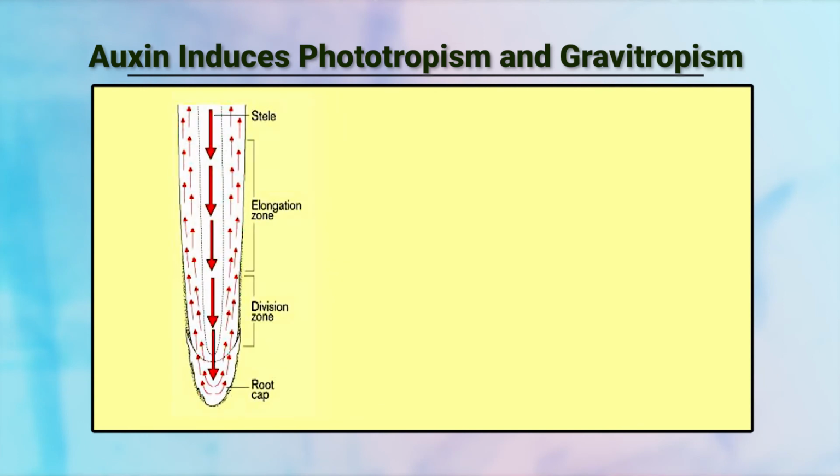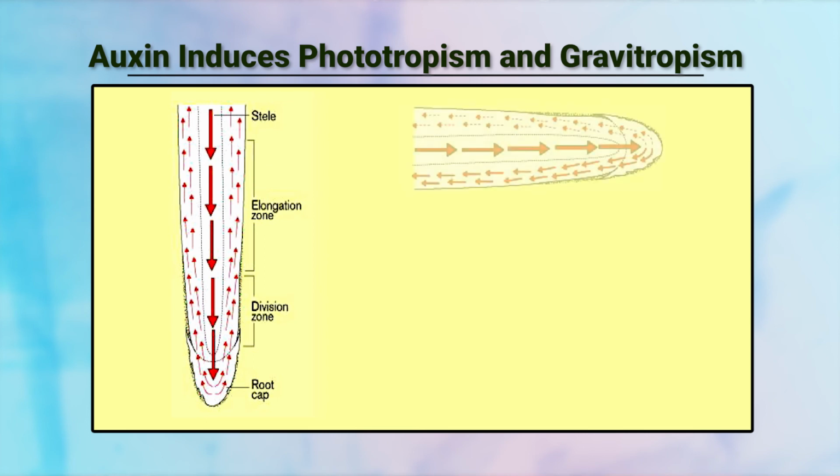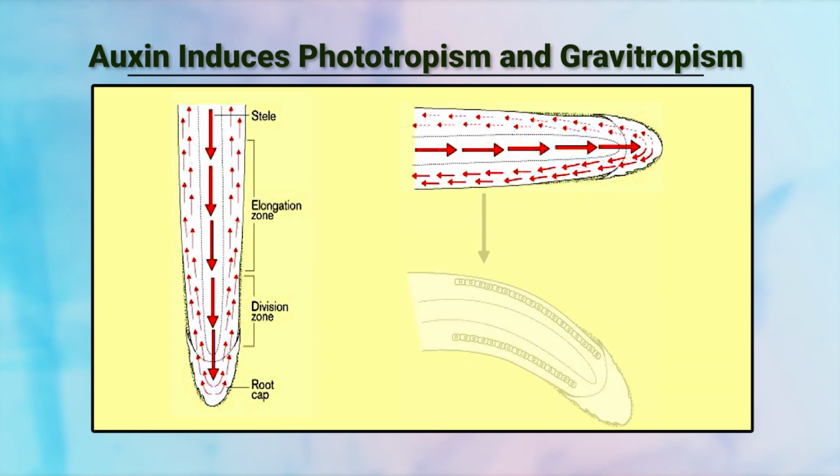In the root, the situation is a little bit different. In a vertical root, as we have seen, there is acropetal flow of auxin to the root cap, and from the root cap there is basipetal flow that distributes auxin uniformly along the surface of the root. But if the root is kept horizontal, then things change. Here, due to the effect of gravity, the flow of auxin is much higher at the lower surface cells of the root. Now, in root, the effect of indole acetic acid is opposite.